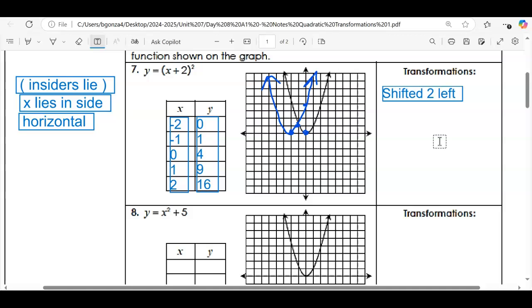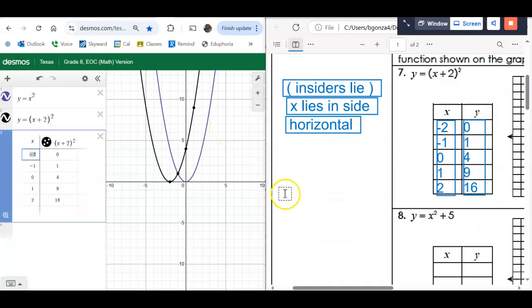All right, let's keep going. Now, look at number 8. Does this have parentheses? No. So that +5 is not an insider. It's not left or right. Okay? So again, if there's no parentheses, it's not an insider, it's not left or right. That one's going to be up or down, vertical. Okay? I'll show you on the Desmos.